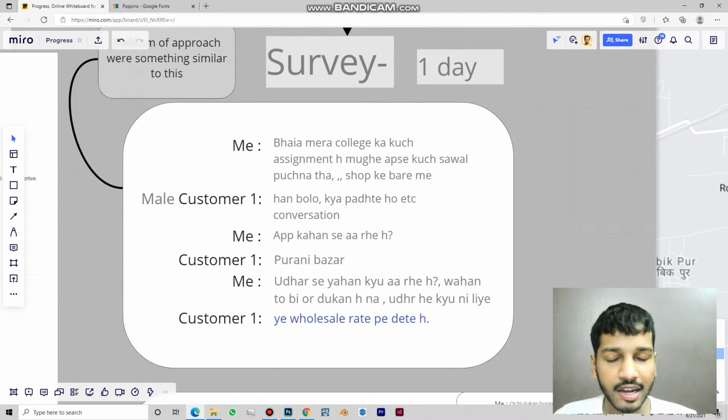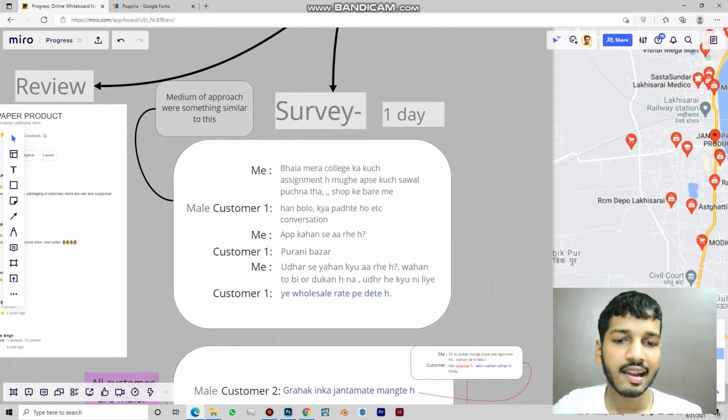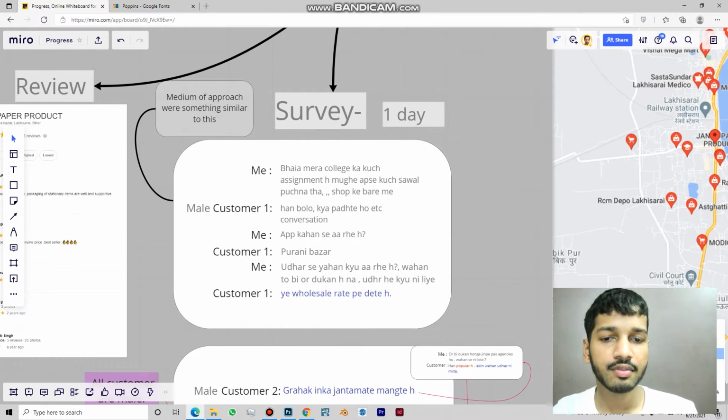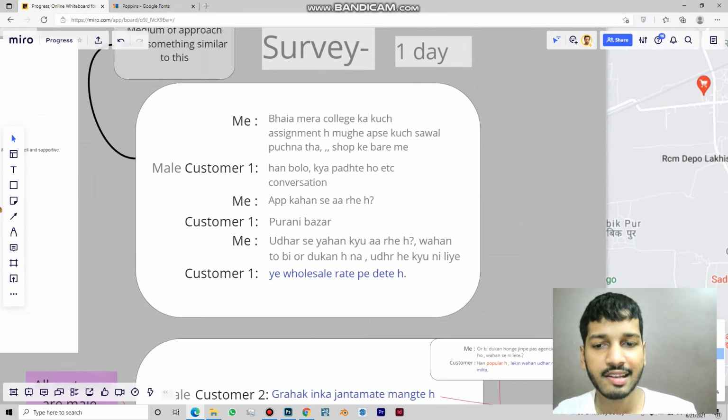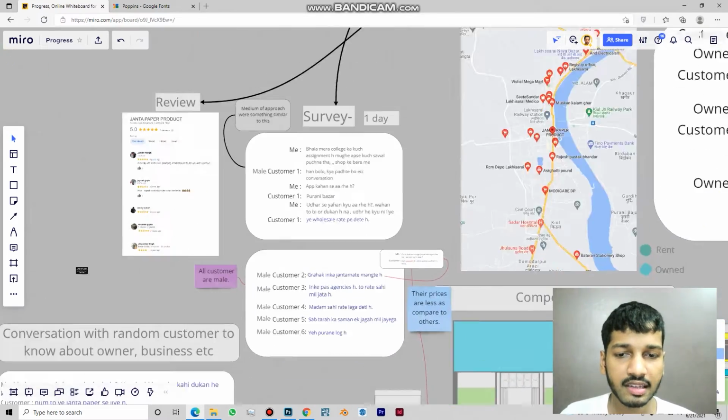'Where are you coming from?' I asked him where he was coming from. He said Purani Bazaar. I asked him why he is coming from there when there are other shops available at that location as well. And the customer said they give wholesale price rates. So the general product is given at wholesale price.